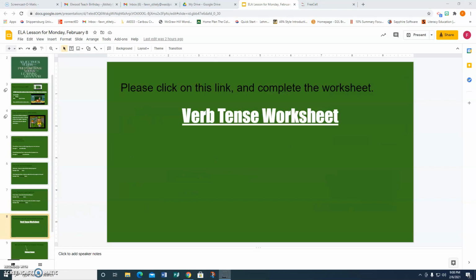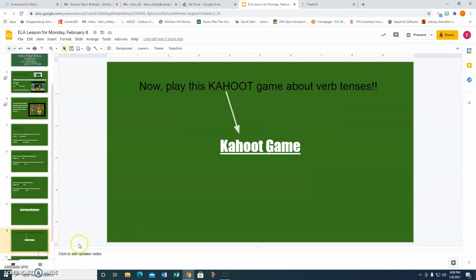So there's two things I want you to do now. This is a verb tense worksheet that you can complete. And then after you get done with that, I want you to play this Kahoot game that I found that was really fun with verb tenses.